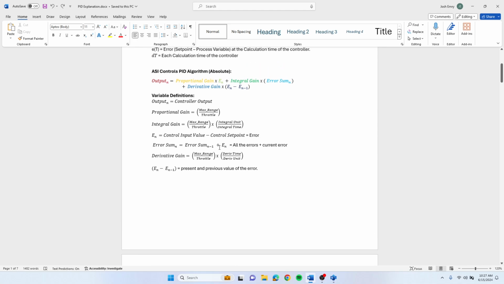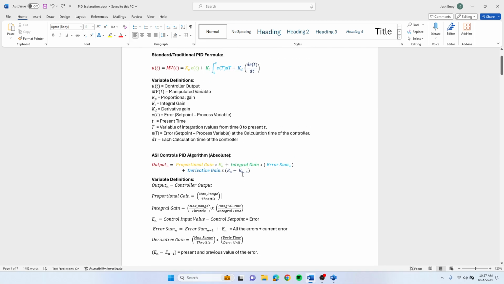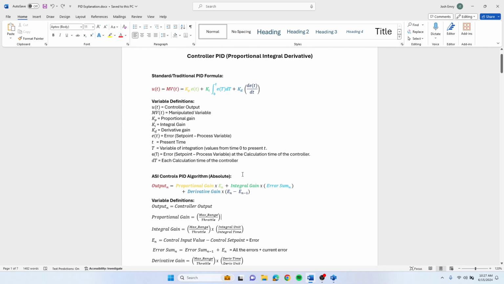So before we go over an actual example, let's get an idea of the terms. Each one of these sections is considered a term: the proportional term, integral term, and derivative term. What effect are they going to have on the output?